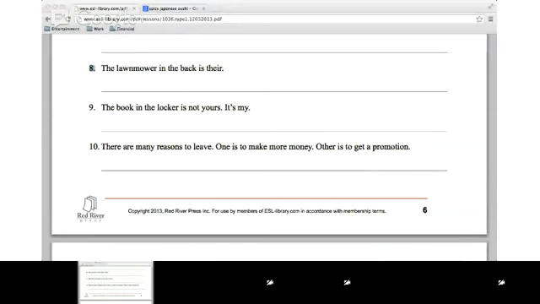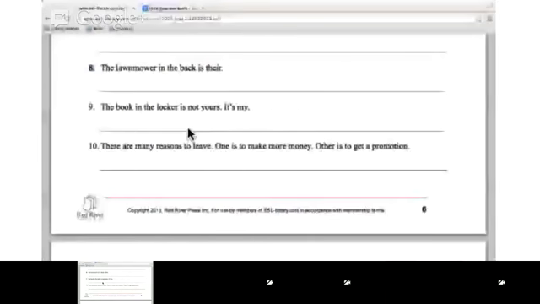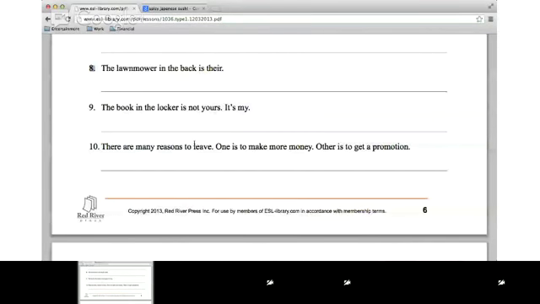All right, number 8 is for Pipe. The lawnmower in the back are there. Okay, the lawnmower in the back are there. Okay, so now I have a question here. Is lawnmower singular or is that plural?